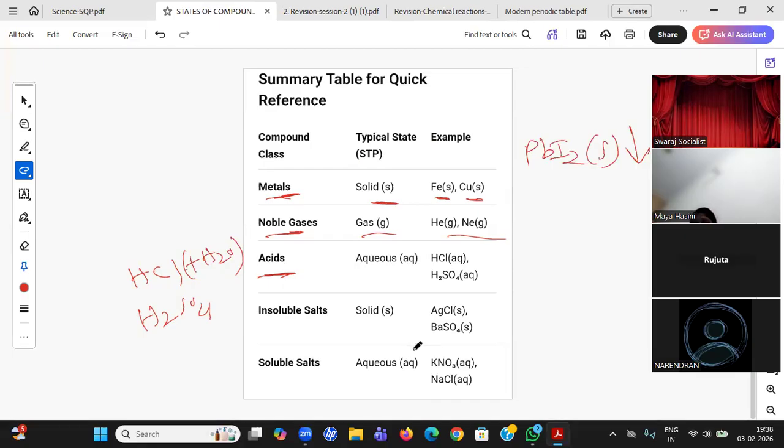Soluble salts: I said every nitrate or ionic compound is generally soluble. You need to write aqueous. NaCl is an ionic compound, it is generally soluble in water. You need to write aqueous.